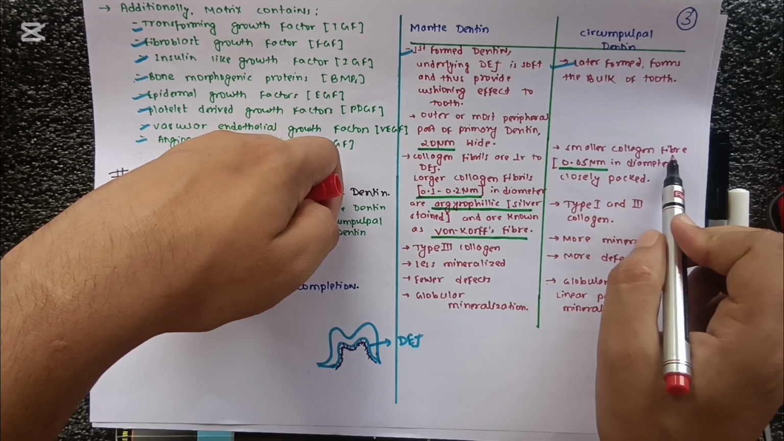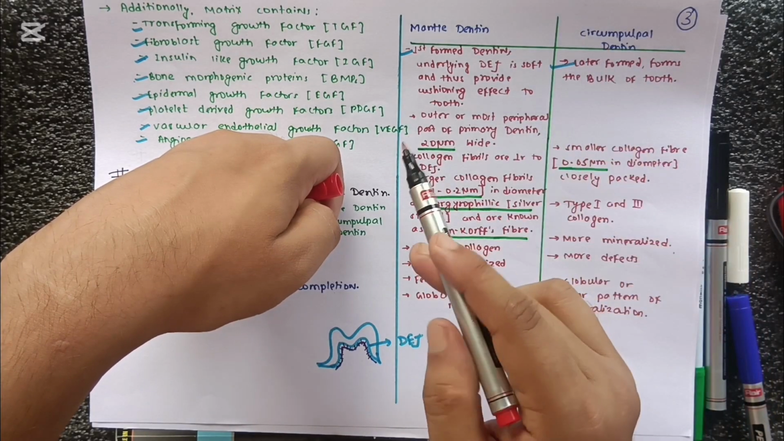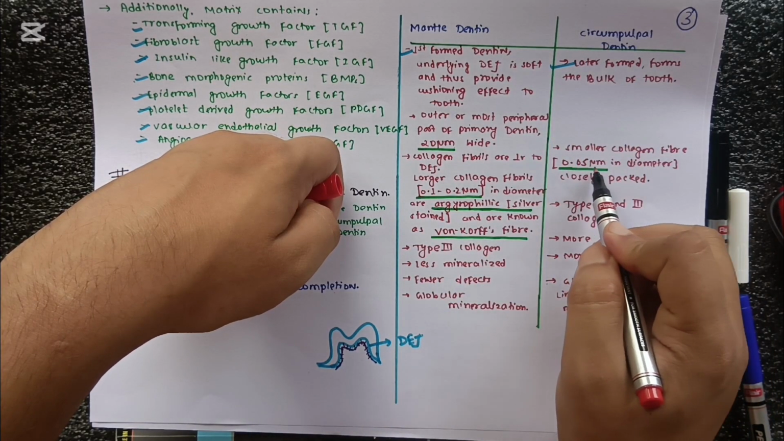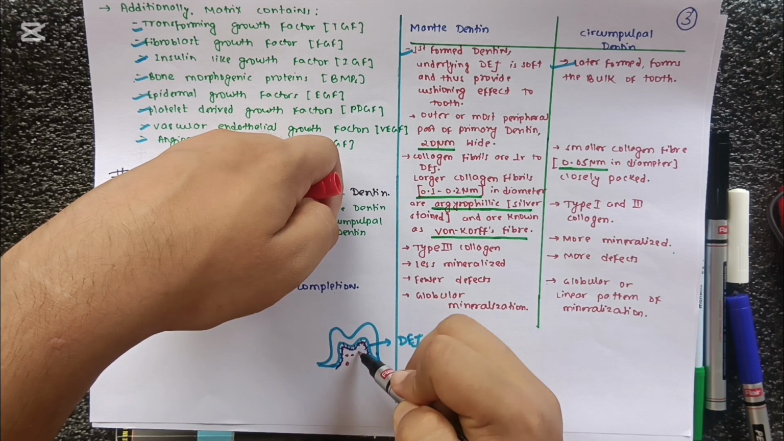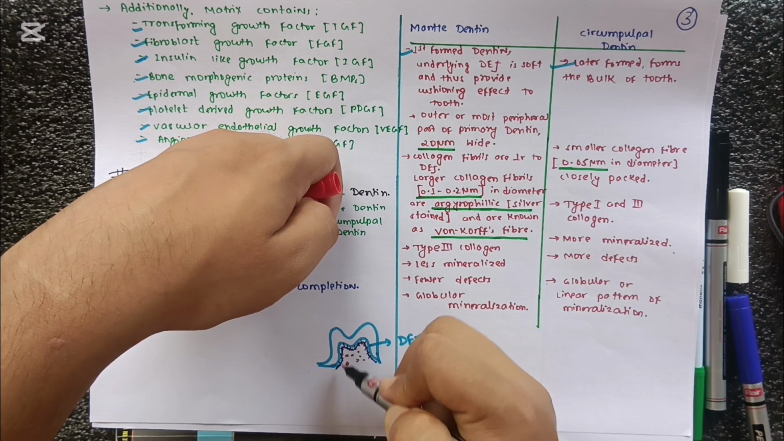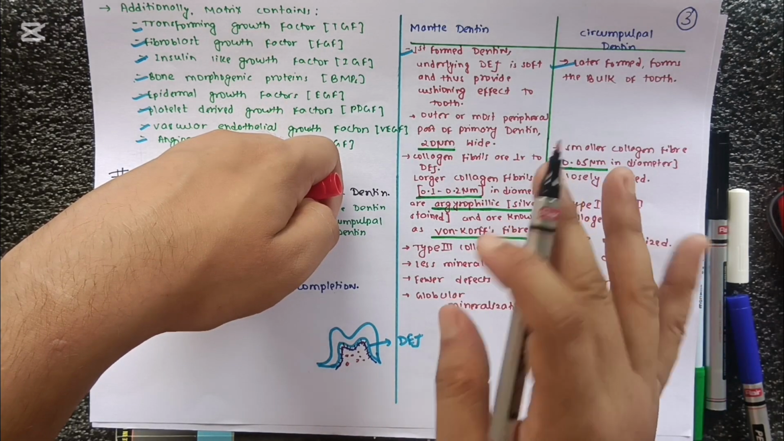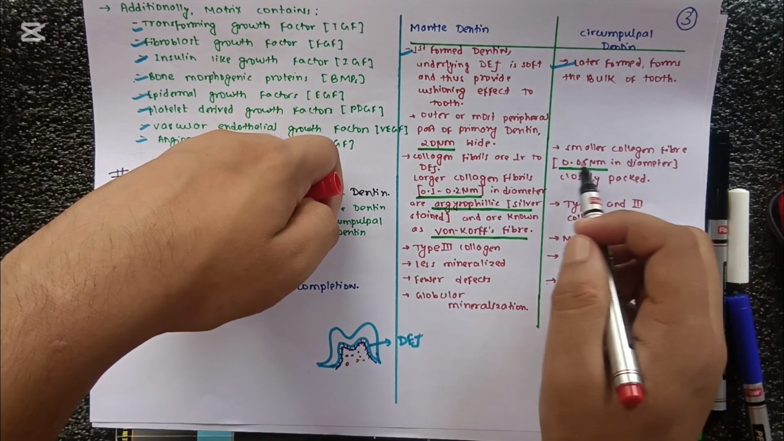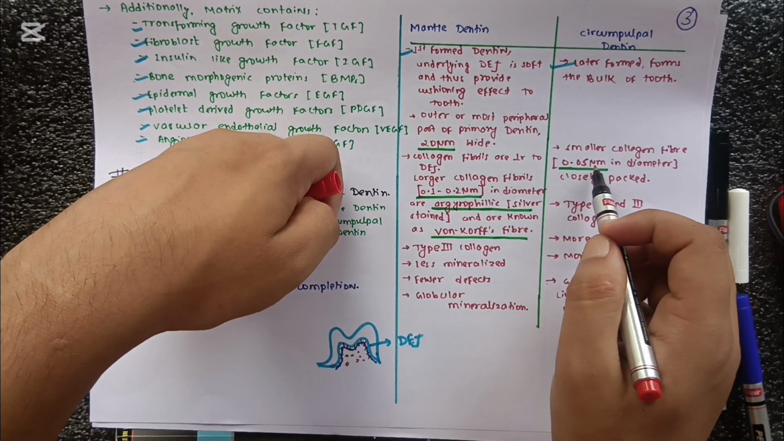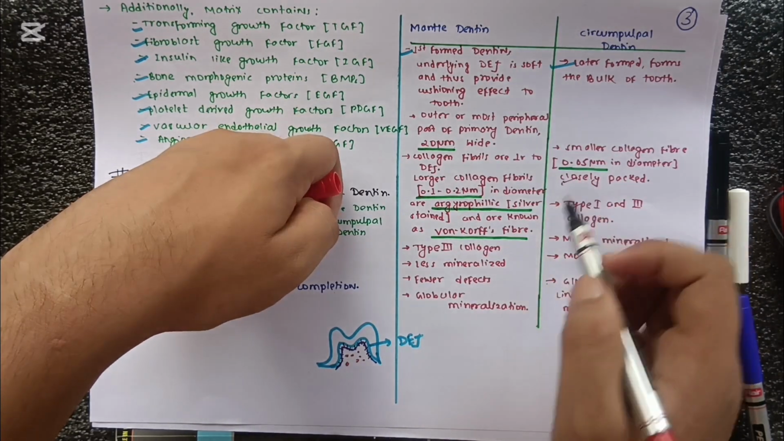Similarly, smaller collagen fibers are also present in the circumpulpal dentin, with a diameter of 0.05 micrometer. The dentin beneath the mantle dentin is the primary dentin itself, and in that also there is collagen fiber of smaller diameter, that is 0.05 micrometer, and it is closely packed.